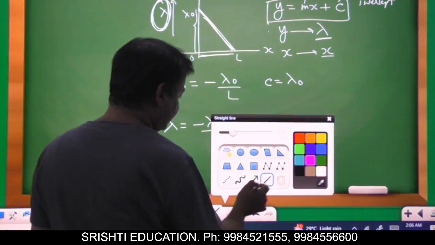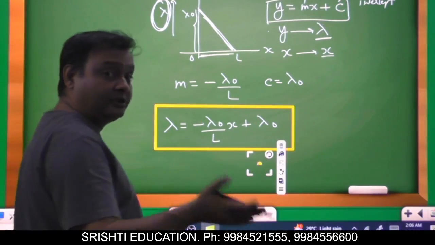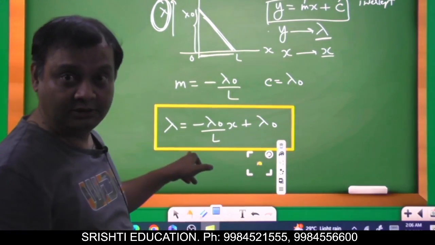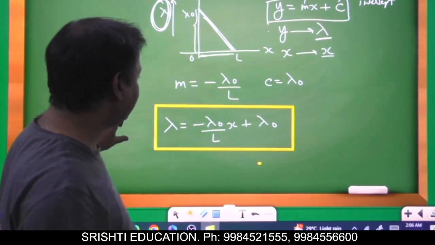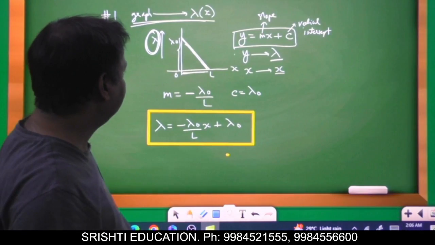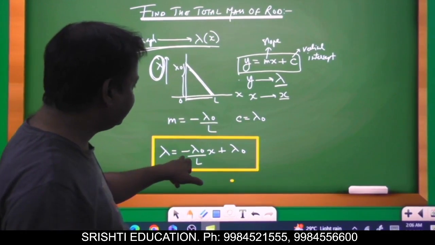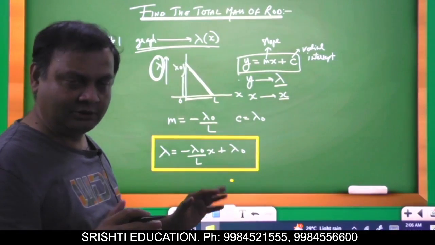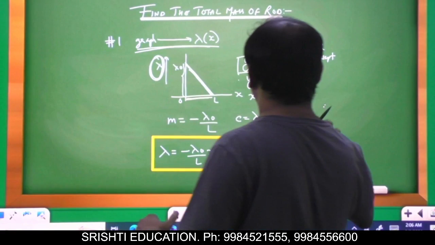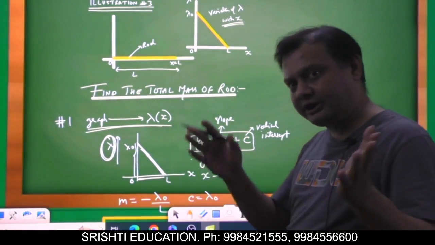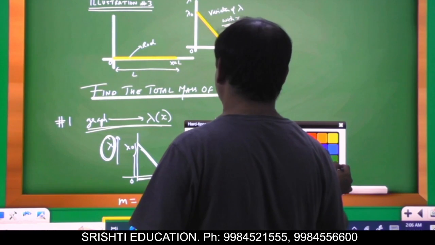So this is the first skill. You got the mathematical function of lambda in terms of x from the graph. And again you see, since lambda depends on x, now it's like the approach of the previous two illustrations. Lambda depends on x, so lambda is variable for each point, and since lambda is variable for each point, we have to use calculus.